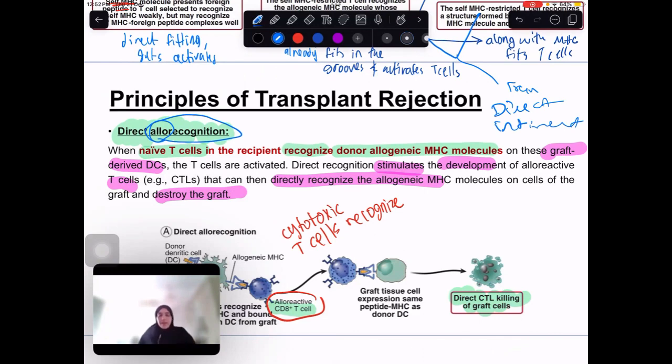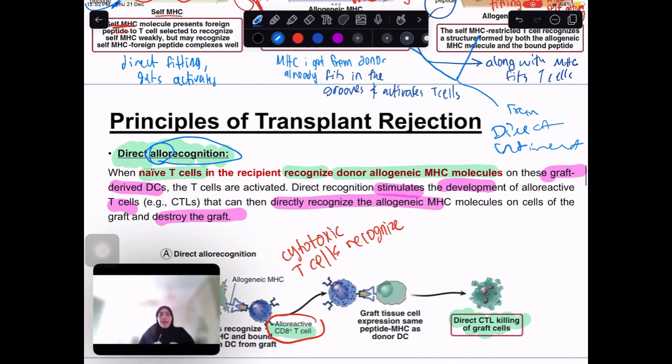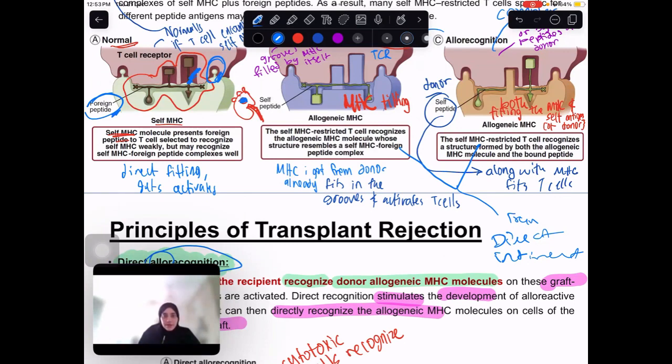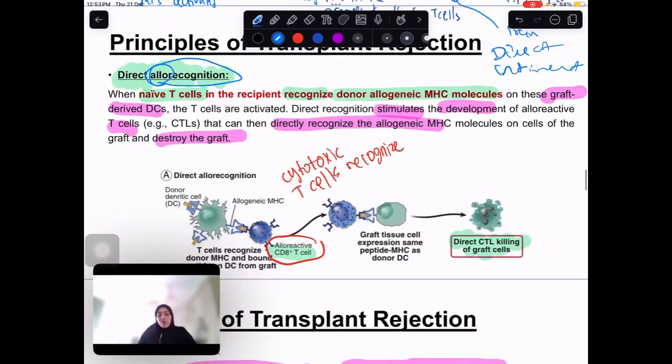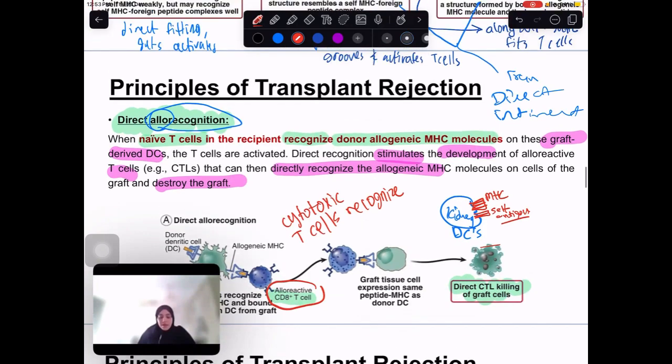The direct is when, as we mentioned, the kidneys have their own dendritic cells. Do you remember? These are the dendritic cells. The kidney's dendritic cells have their own MHCs and their own self antigens or peptides, because I got it from the donor. It's from the donor itself. So they're going to contain their own MHC, their own self antigen. This is what we see here.